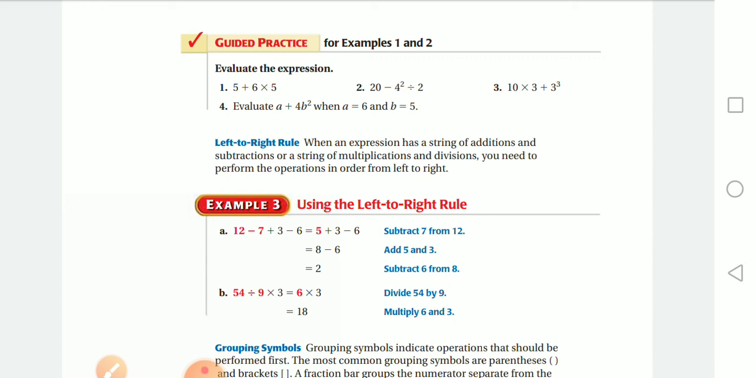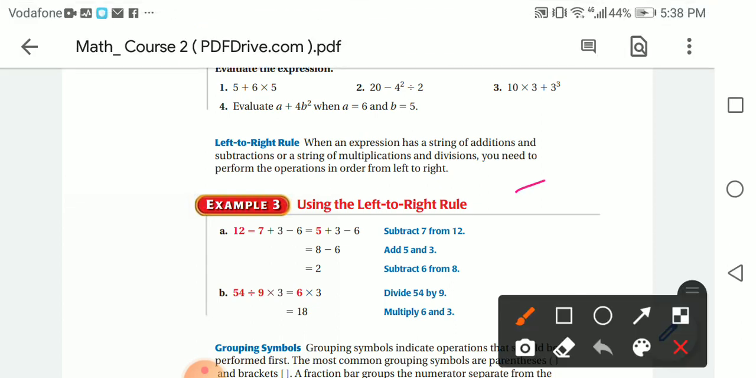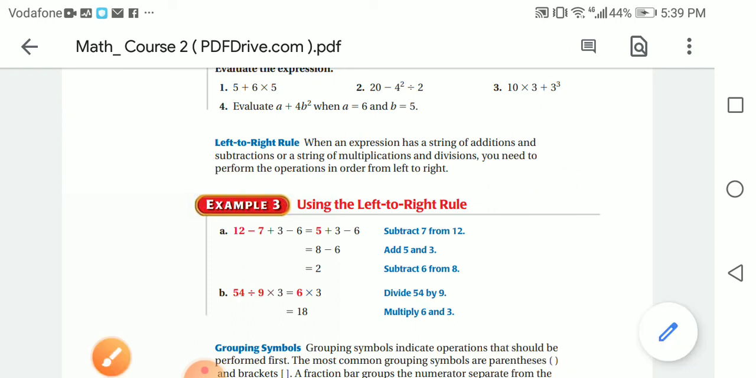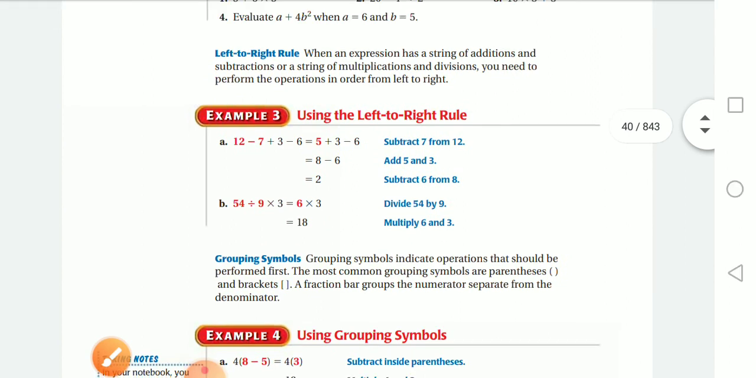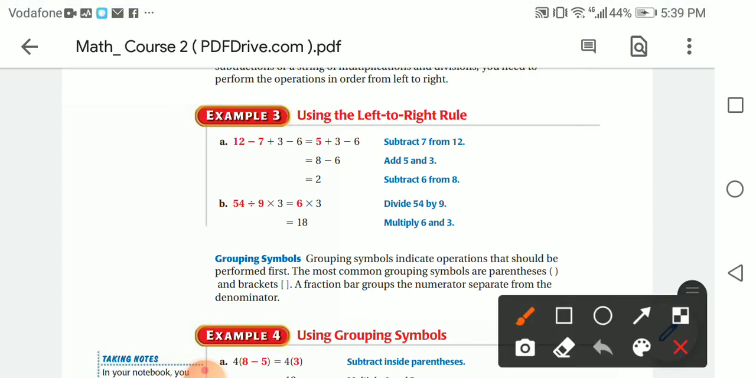And I want you to read this with me. This is important. Left to right rule. When an expression has a string of additions and subtractions or a string of multiplications and divisions, you need to perform the operations in order from left to right. Okay, let's see.